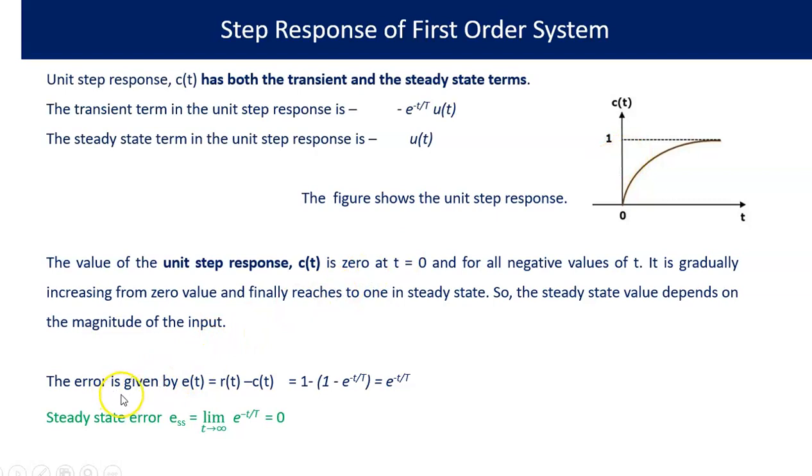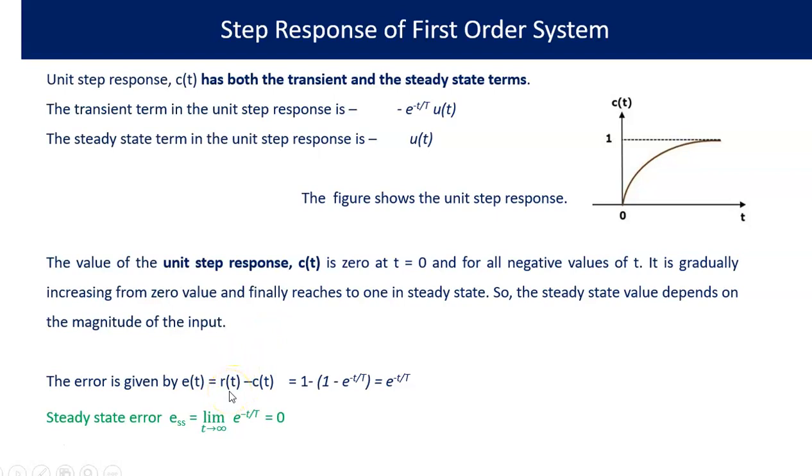Now, the error. The error is given by E of t is equal to R of t minus C of t. C of t is the actual output. R of t is the reference input. Reference input is the desired output.